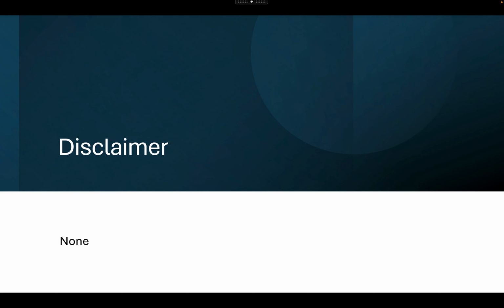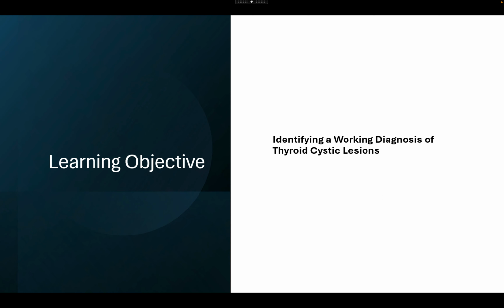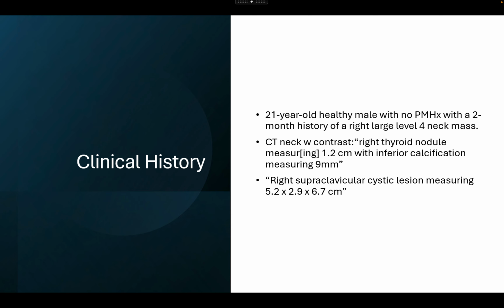I have no disclaimers, and the learning objective is identifying a working diagnosis of thyroid cystic lesions. I think this is a good senior topic because as a second year, I had a similar lesion before, and I made a mistake. I called it benign, and ultimately it wasn't. So I think this is a good full circle because this time around, I did not call it benign.